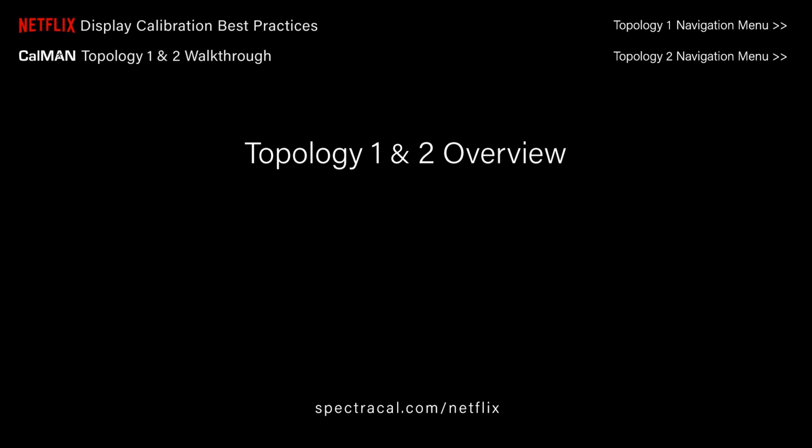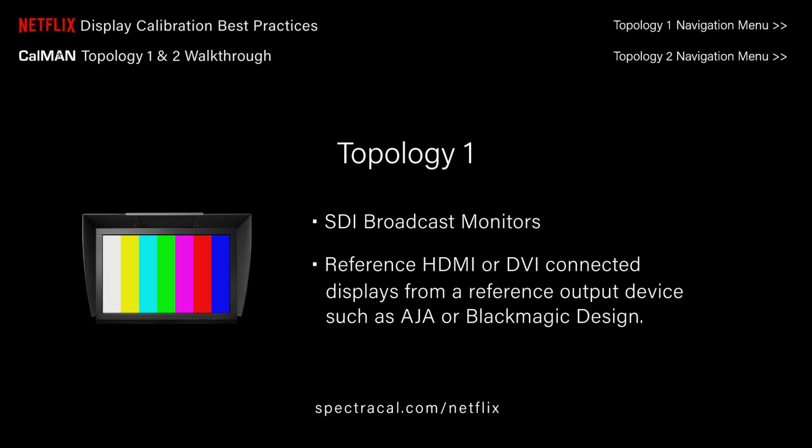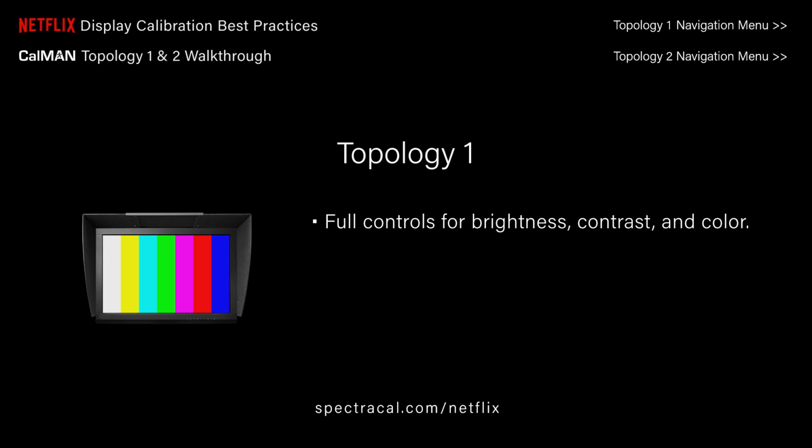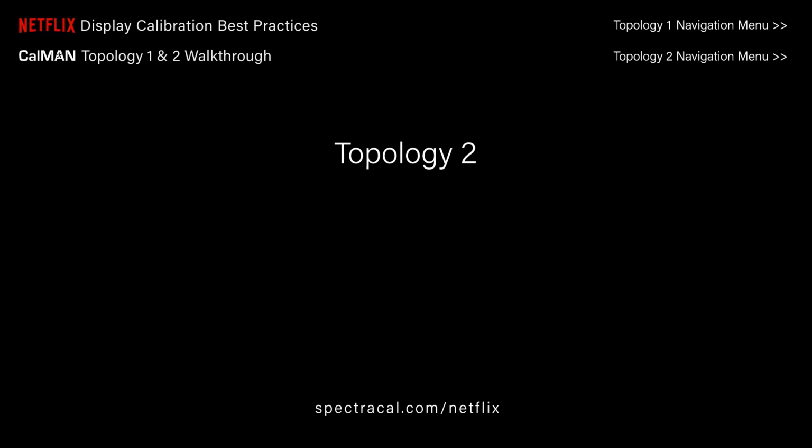Topology 1 and 2 Overview. Topology 1. This applies to SDI broadcast monitors and reference HDMI or DVI connected displays from a reference output device such as AJA or Blackmagic Design. Displays in this topology typically expose full controls for brightness, contrast, and color and are not managed through a computer's graphics card output.